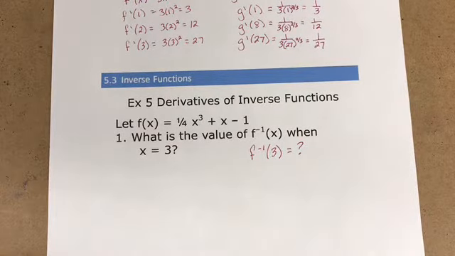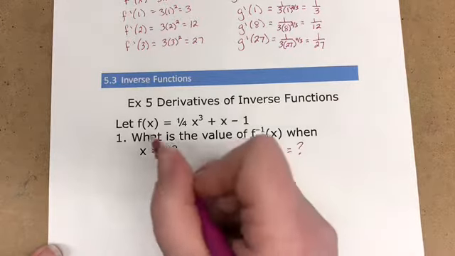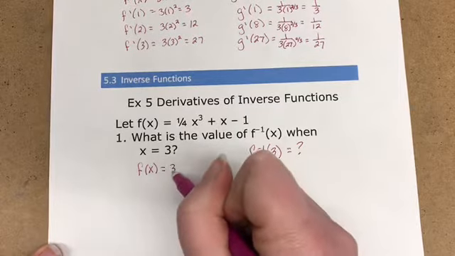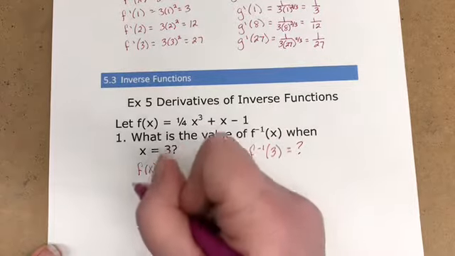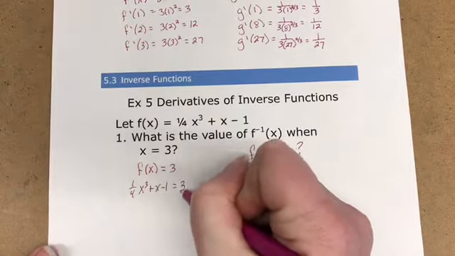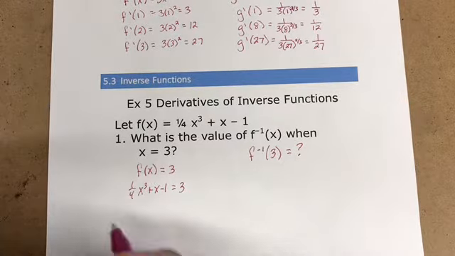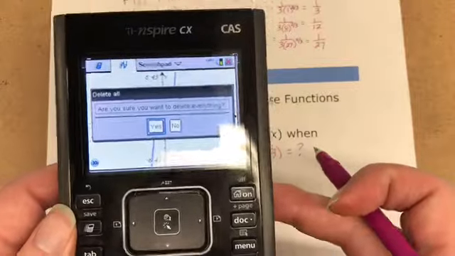Now remember, our relationship between the original function and the inverse function is where they flip-flop the x and the y. So if this is an x value in the inverse function, then in my original function it would be the y value. So they're saying the y value is 3, and we want to find out what the x value is. So I'll set 1/4 x cubed plus x minus 1 equal to 3. To solve for x, since this is x cubed, I can't really factor this. So I'm going to go back to my calculator and graph these.